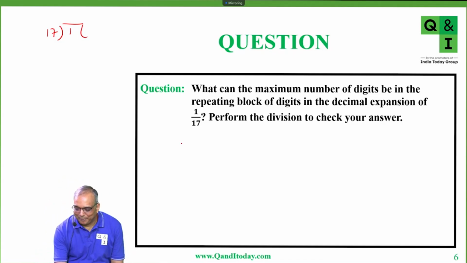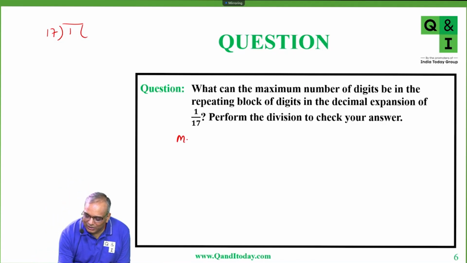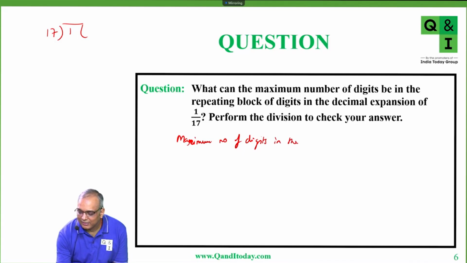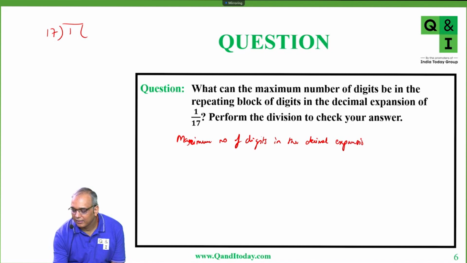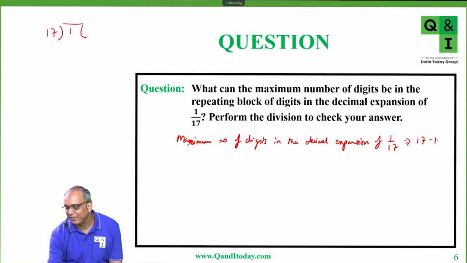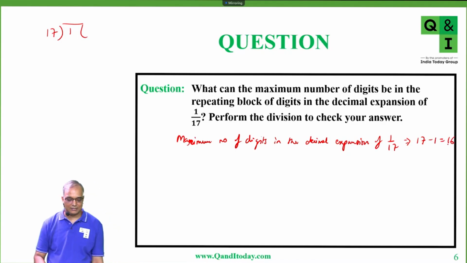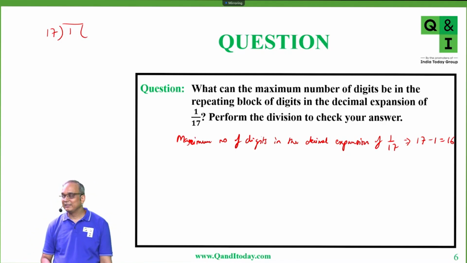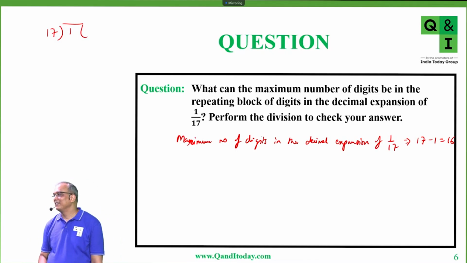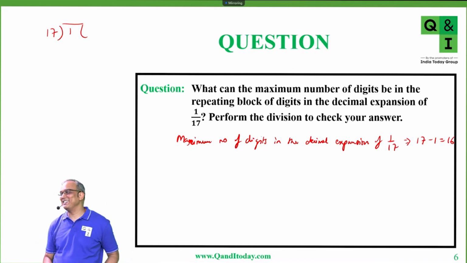So the maximum number of digits in the decimal expansion of 1 by 17 will be 17 minus 1, that is 16. Is it clear? Subhranshu, you were very close. So it is 17 minus 1, 16. Right? That would be the maximum number of digits.